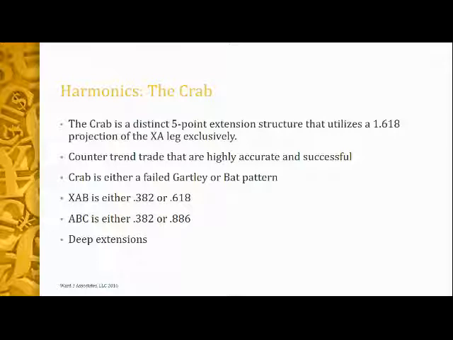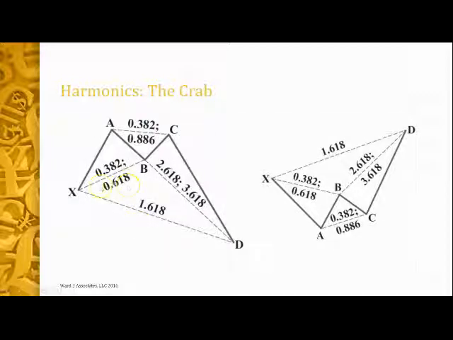The XAB leg either retraces to the 382 or the 618, and the ABC leg is either the 382 or the 886. The crab has deep extensions. Okay, guys? Let's take a look. So, D point is an extension of the XA leg. Okay? So what you would do is either you can fib from X to A, and it's going to give you those fib ratios down here, or you can use the expansion tool and go X, A back to X, and it should give you the fib, the D point ratio, the extensions.